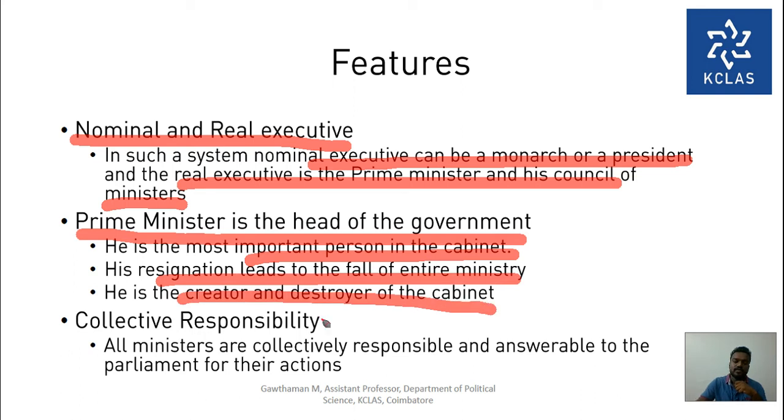Because he is the main person in a cabinet, his resignation will lead to the fall of the entire ministry, and he is the creator and destroyer of the cabinet, because he nominates the members of parliament as ministers to the president. Then collective responsibility. All ministers are collectively responsible and answerable to the parliament for their actions. They have to answer the questions raised by the parliament in committees or in sessions. So they are answerable to the parliament for their actions.